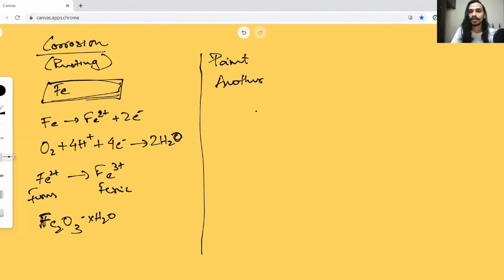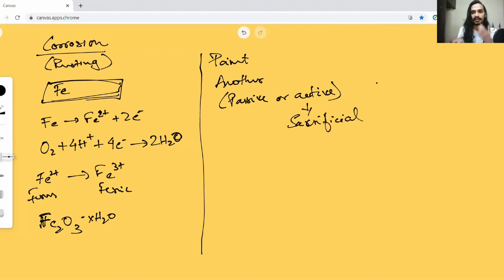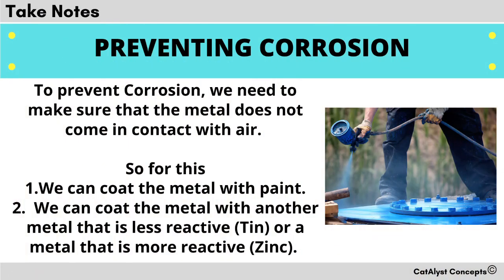When you coat it with another metal, you either coat it with a metal that is passive, which means it is non-reactive, so it creates a barrier between the air and the metal, or something that is more active than your actual metal. We also call this sacrificial. Since it is a more active metal, it gets sacrificed. It will get oxidized, but your original metal, the iron below, is going to stay intact. An example of a passive metal would be tin, or Sn, and an example of a sacrificial one would be zinc, right?